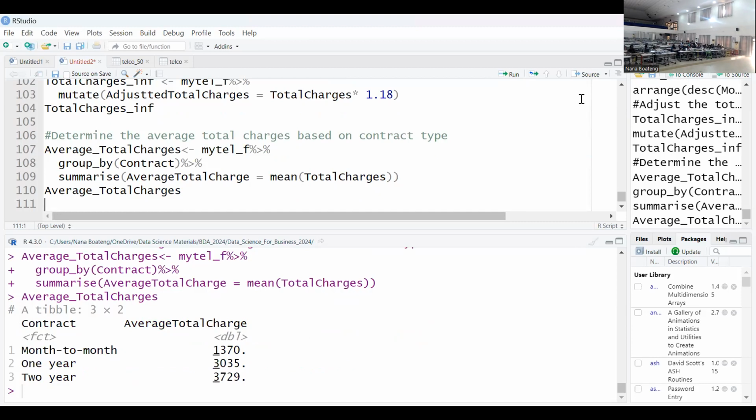So you see how the summarize works. It gives you a summary of the information that you want. It gives you that specific summary. Unlike other verbs that will come with the whole table, this one doesn't come with the whole table. So here we now have the average total charge.